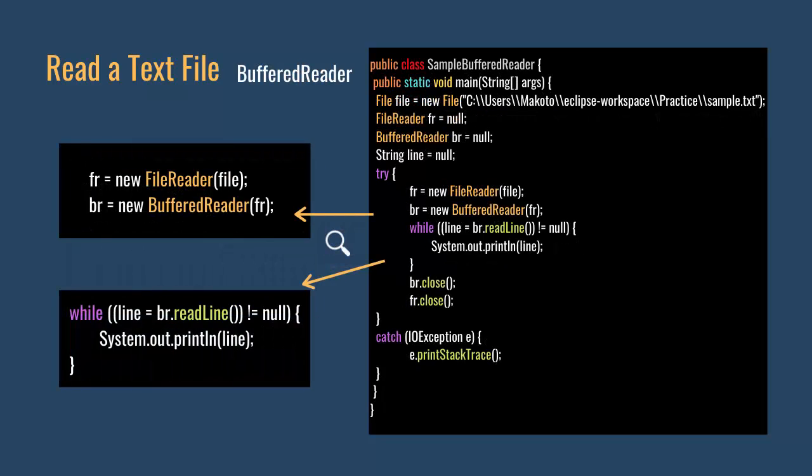We use the BufferedReader class if we want to read each line. In the try block, the FileReader and BufferedReader objects are created. The constructor of the BufferedReader can be set with a FileReader object. The readLine method of the BufferedReader class reads a line in the text file. If it cannot read a line, it returns null. In short, the while statement displays the contents of the sample text file. Make sure we close the FileReader and the BufferedReader objects after reading a text file.